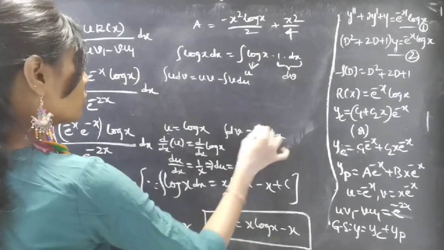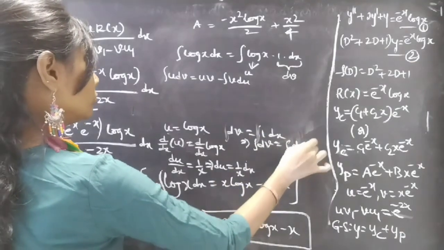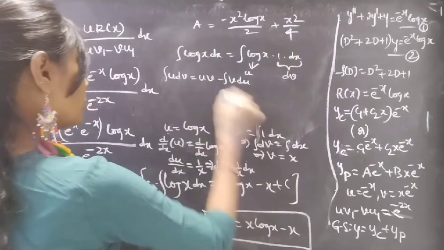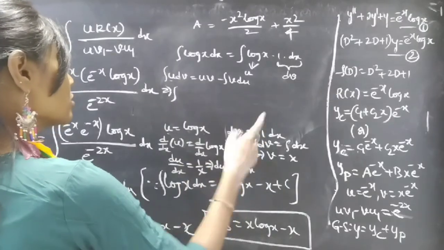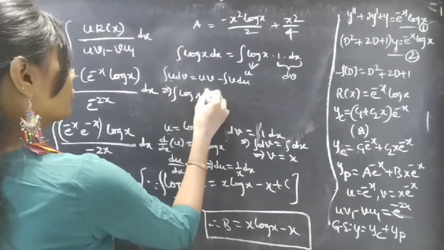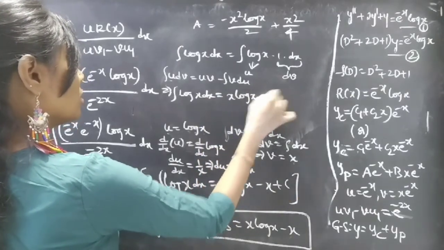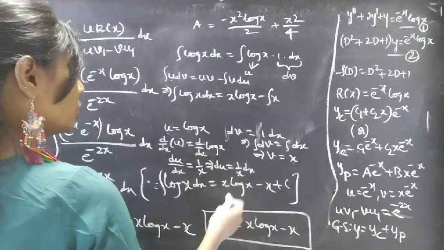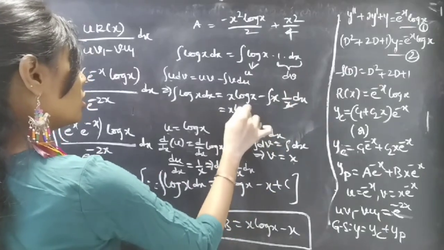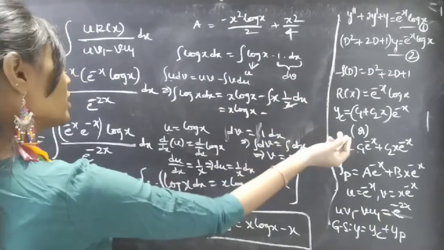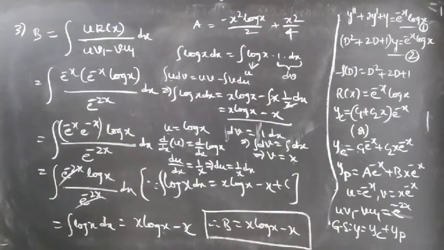And here we'll integrate on both sides, then we'll get v equal to x. Now applying this formula, we have integral u dv, that is log x into 1 dx, which is log x dx, equal to uv, that is log x into x, x log x, minus integral v into du, which is 1 by x dx, where x gets cancelled, and we'll get x log x minus integral 1 into dx is dx, integral dx is x, which gives x log x minus x. Okay.